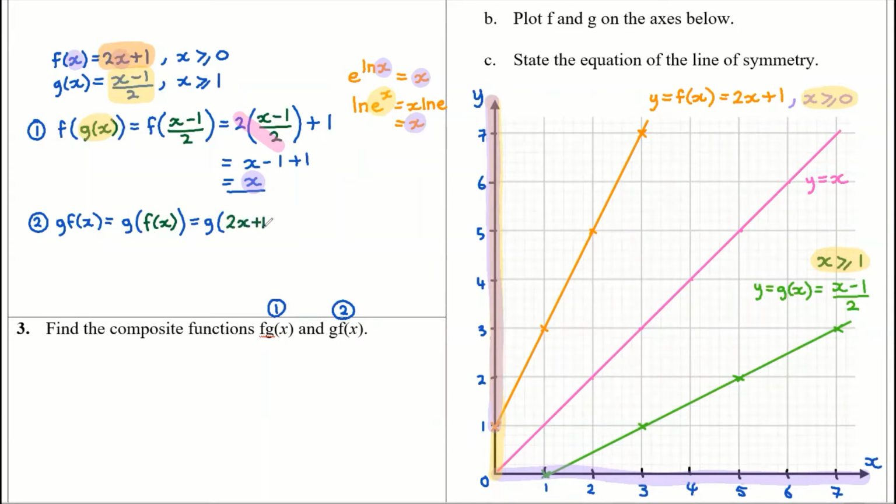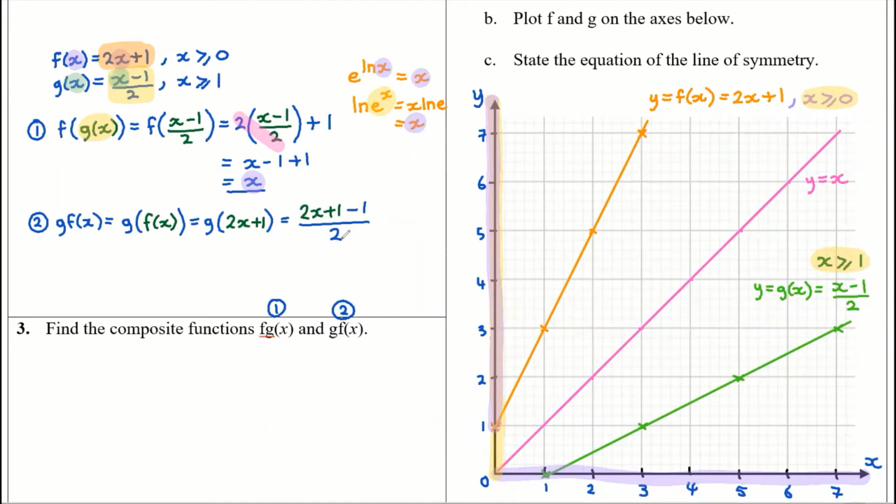2x plus 1. So wherever I see an x in the function g, I have to replace it with 2x plus 1. Well, let's have a look at my function g first of all. My x input there occurs in the numerator, so it's the input subtract 1. So I'll put my input in first. So it's the input subtract 1, so it's 2x plus 1 subtract 1, and then divide everything by 2.